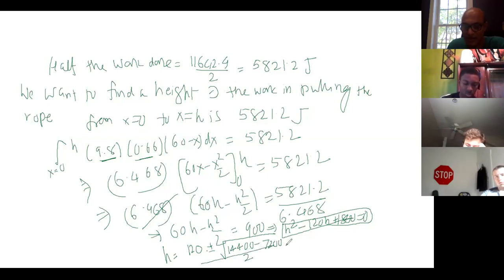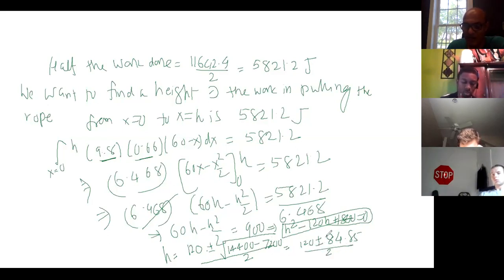Please use your calculator. Don't count like me, please. And that is equal to 120 plus or minus the square root of 14,400 minus 7,200. Give me this number, guys. So it is 7,200, and the square root will be something like 80, I don't know. Use your calculator, give me the square root. You're going to get something like 84.85. Okay.